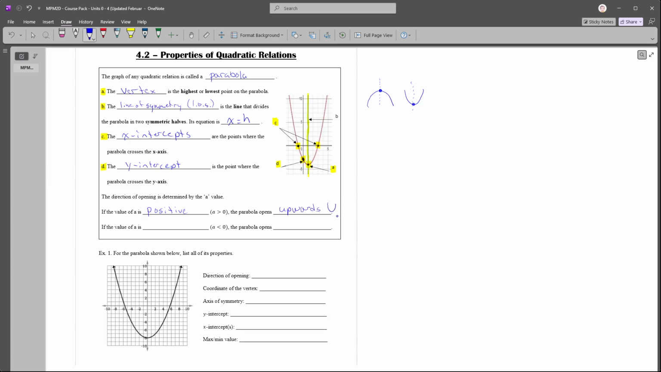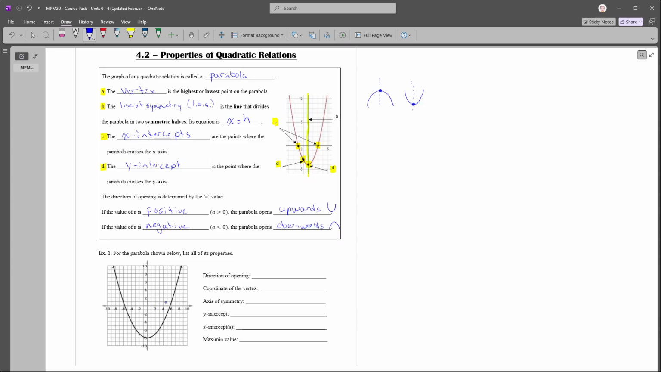So this looks like a curve like this. If it's negative, if a is less than 0, that means that the parabola opens downwards, like this. Pretty terrible curve, but that's fine. So looking at this graph here, we want to be able to pull out all the information that we just discussed just by looking at this curve. So let's see what we can find.